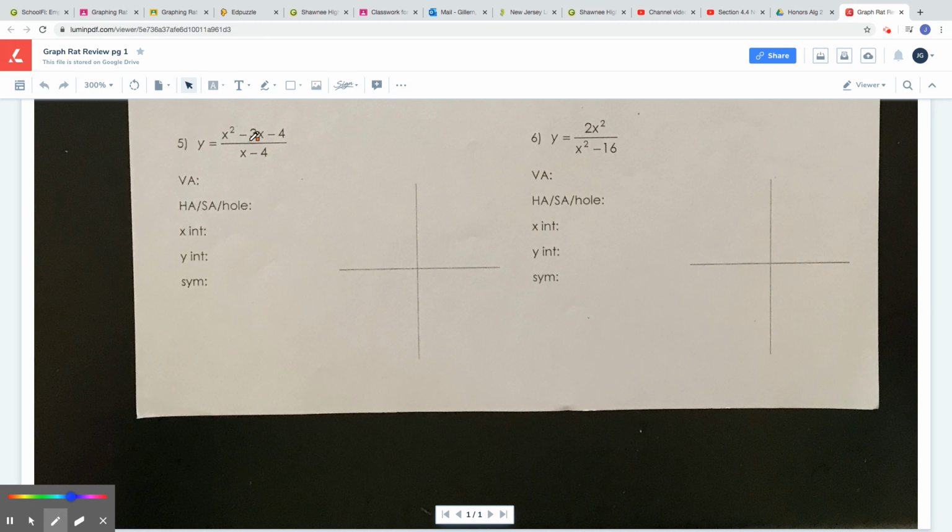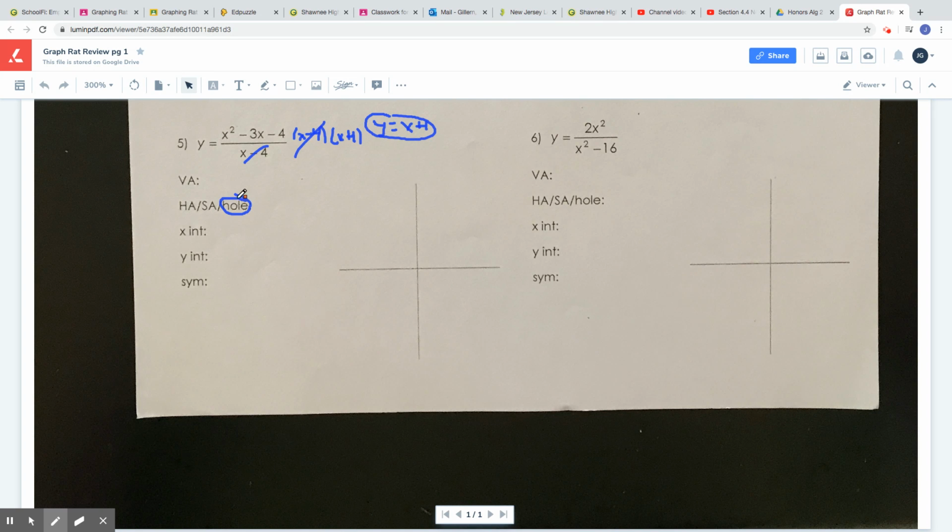For number 5, the degree is larger on the top than on the bottom, so this could either be a slant asymptote or a hole. The top looks like it factors. Let's check. It does: x minus 4 and x plus 1. It just so happens that those cancel, which means this is a case where we have a hole. So we are left with y equals x plus 1. This is what we are going to graph, and it's just going to have a hole in it.